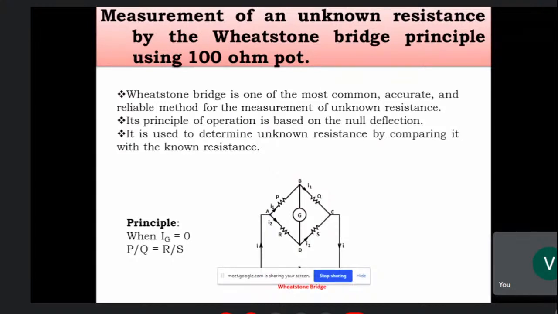But here, we are using this principle of Wheatstone bridge: when the galvanometer current is 0, at the null point, null deflection, the principle is very simple. If P is a resistance, Q is a resistance, and R and S are resistances, if S is unknown, then we can measure it by using this relation: P by Q is equal to R by S.